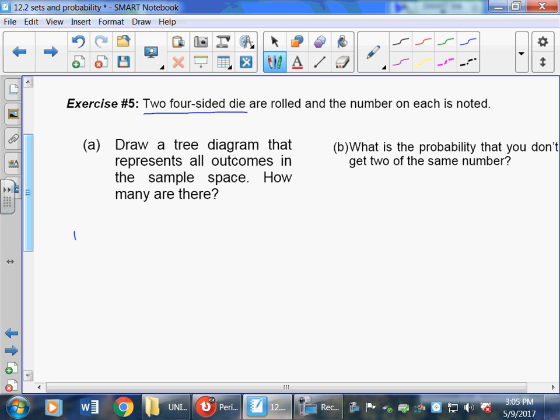So our first experiment is we're going to roll a four-sided die. What are our outcomes? We can get a 1, a 2, a 3, or a 4. Then we have our second experiment, which is rolling the four-sided die a second time, and our possibilities are 1, 2, 3, 4 for each of the first outcomes.